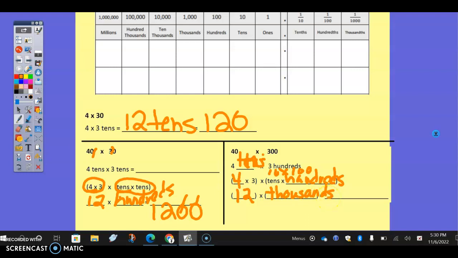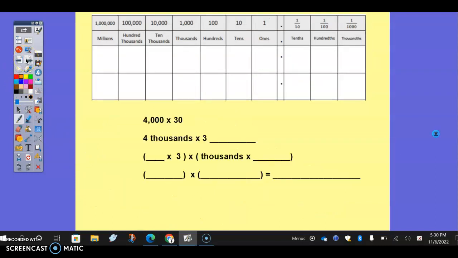And 12 times thousands is 12,000. Didn't put my kick over there. All right. So let's move on to the next page and take a look at what that has in store for us. Go ahead and pause. Try this one on your own and then jump back on, see how you make out.